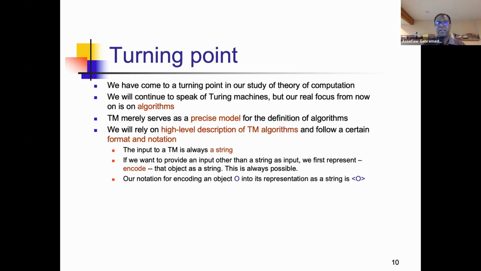Our notation for encoding an object O as a string is going to be O, the object that we are encoding, delimited by the symbols less than and greater than. That's why you saw in the example I gave you in Hilbert's problem, for the polynomial, the P was within these two brackets. That's a notation that is used in the book, and it's also a fairly standard way to describe them. And so here is our notation.